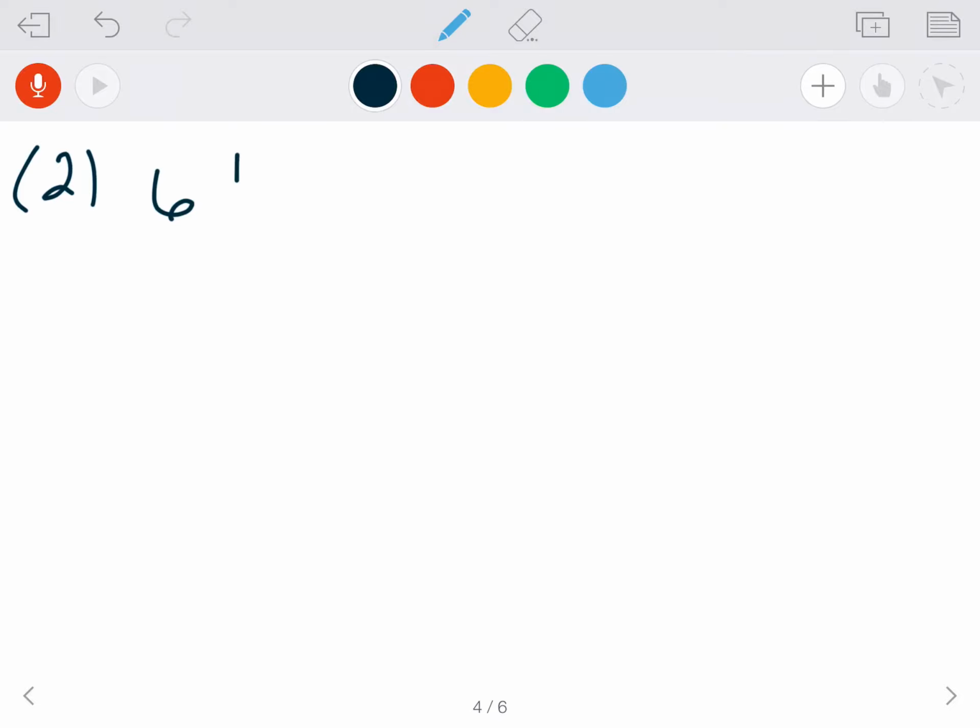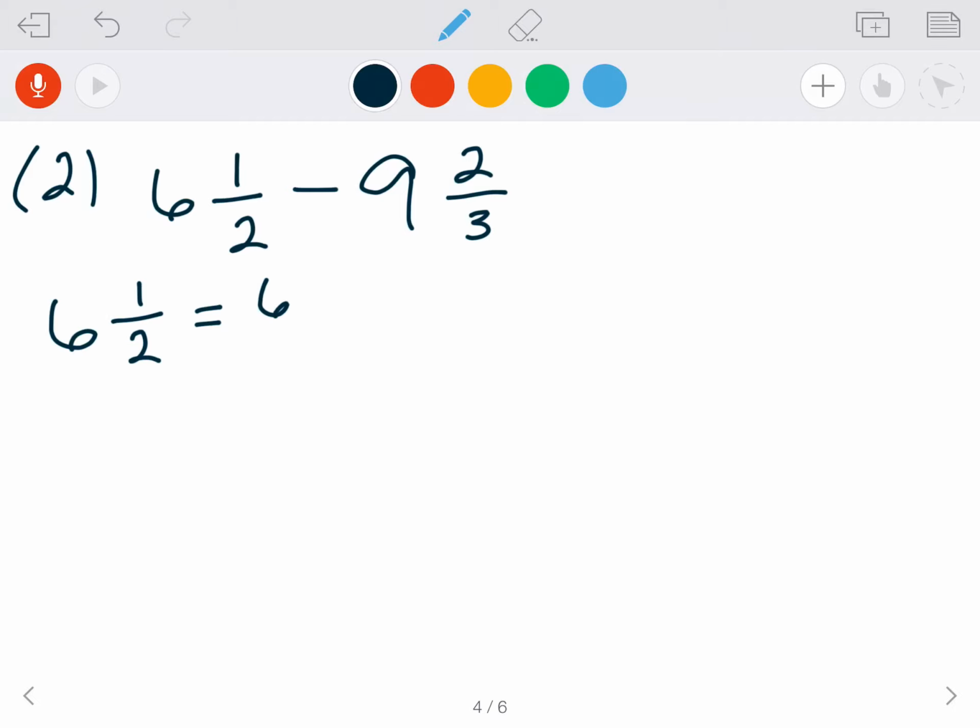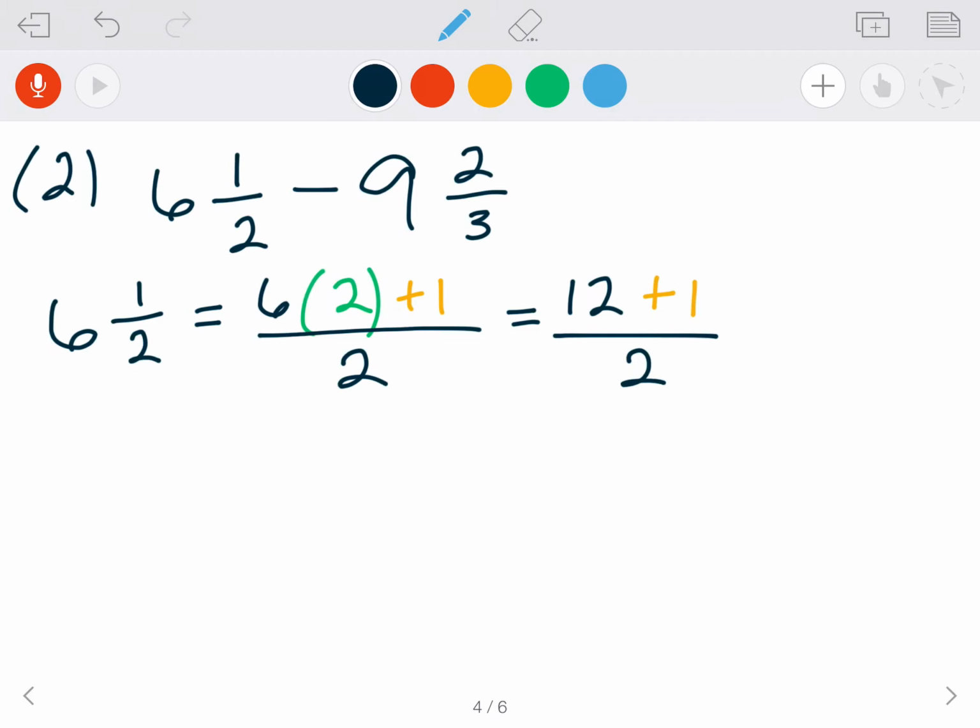This time we have 6 1/2 minus 9 2/3. All right, let's convert our mixed numbers to improper fractions. So 6 1/2, I'm going to go a bit quicker. We have 6 times 2 plus 1 all over 2. That's 12 plus 1 all over 2. And that is 13 over 2. That's our first improper fraction.